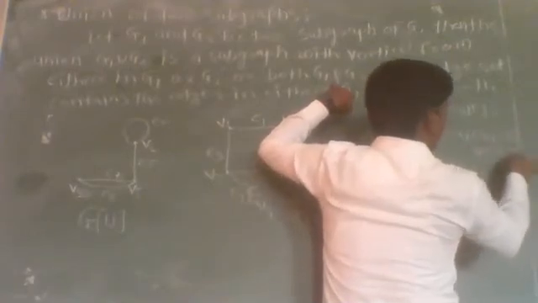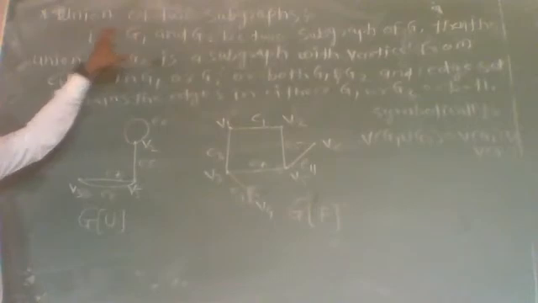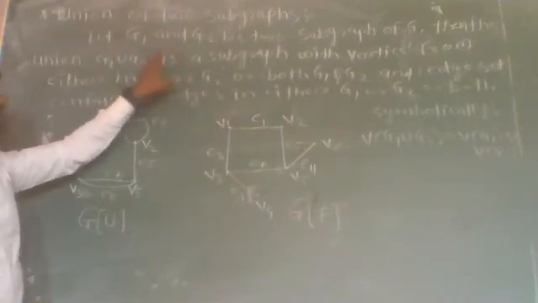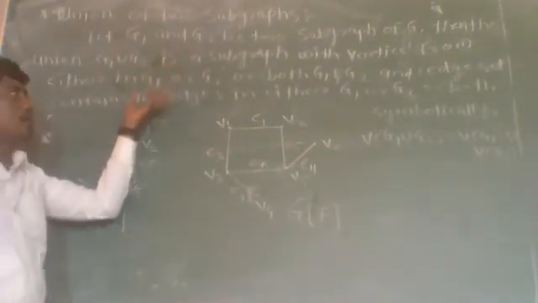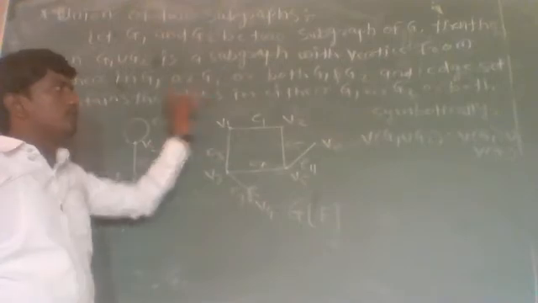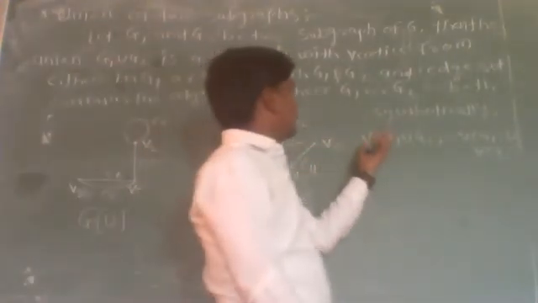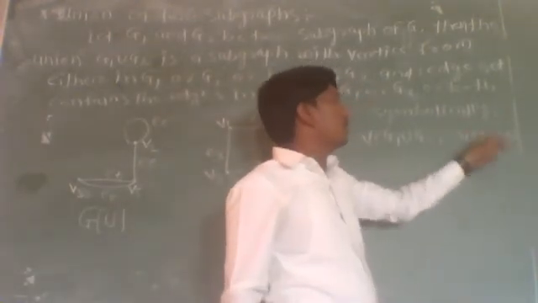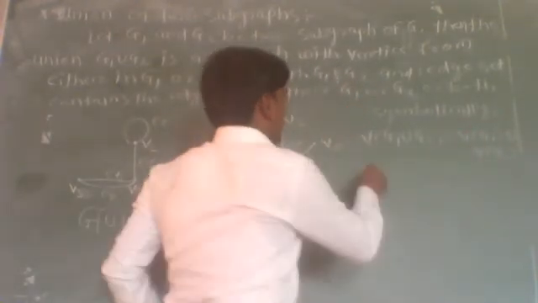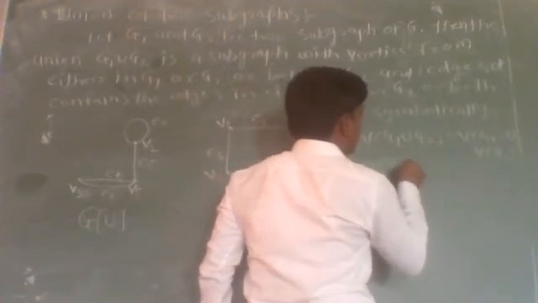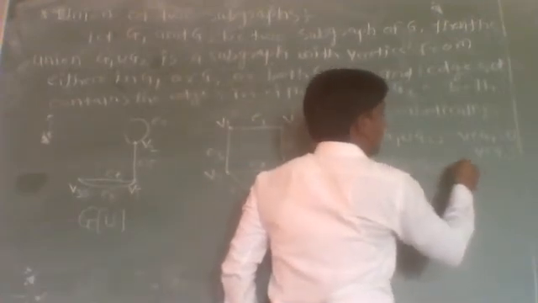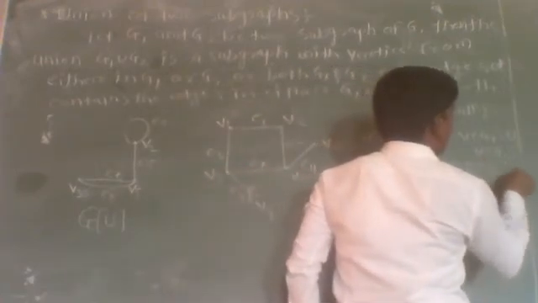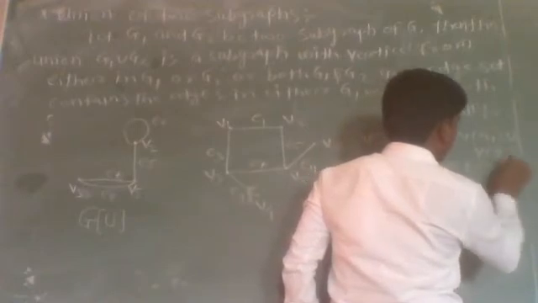This is by definition. The definition of union of two subgraphs is that the vertex set contains all the vertices either in G1, G2 or both. From this, the vertex set of G1 union G2 is the vertex set of G1 union the vertex set of G2. Similarly, the edge set of G1 union G2 is nothing but the edge set of G1 union the edge set of G2.